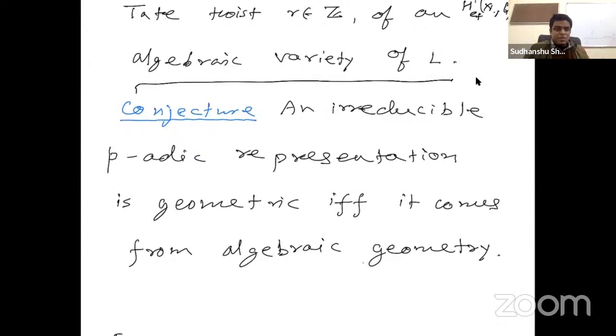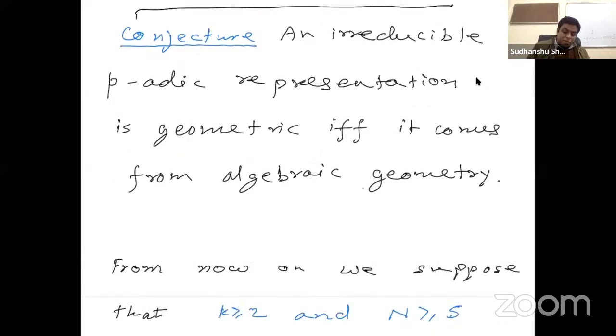So this tells you that if you want to construct rho F,L, we need to construct a variety and have some kind of sheaf on it, an elliptic sheaf, and then try to construct this representation.